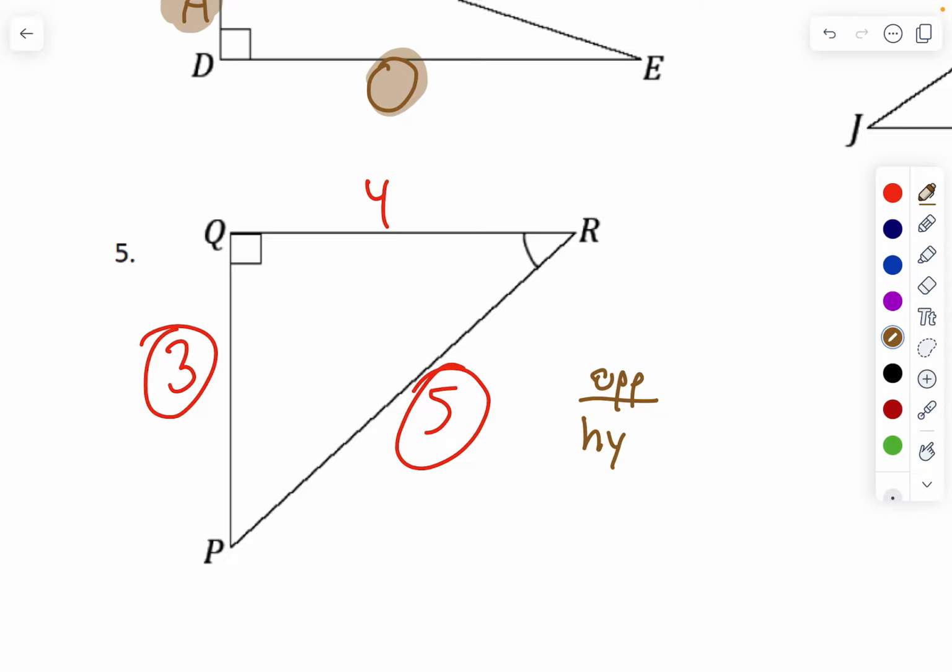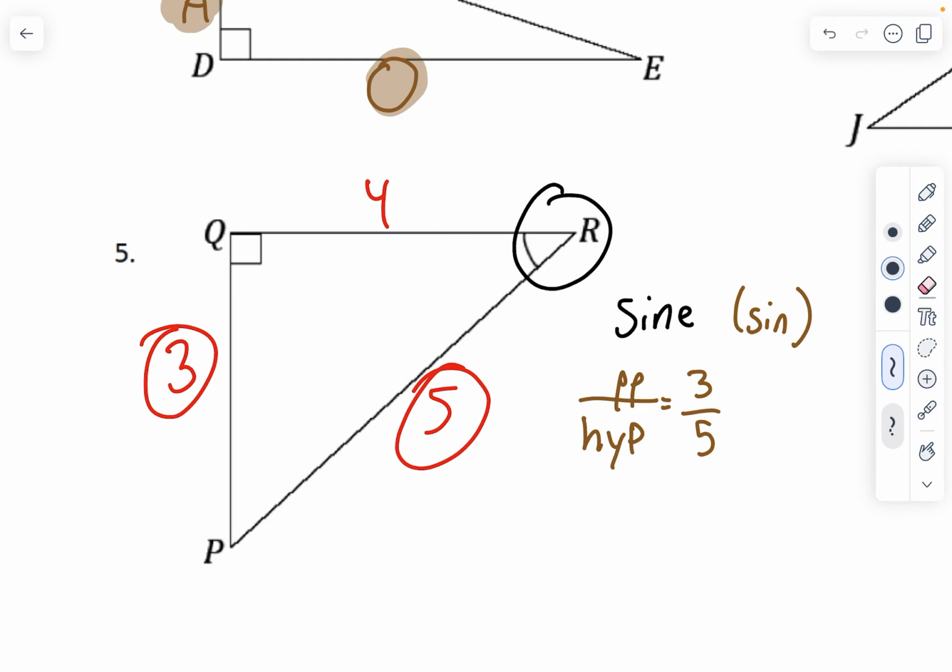over the hypotenuse, there we go, will become 3 over 5. Opposite over hypotenuse of an angle, that's what we call the sine of an angle. You usually see that written down in a calculator as sin. So sine is opposite over hypotenuse. Just rewrite that O right there.